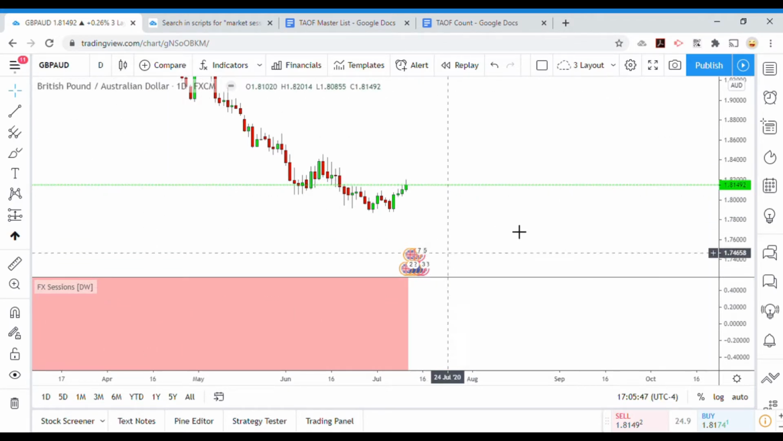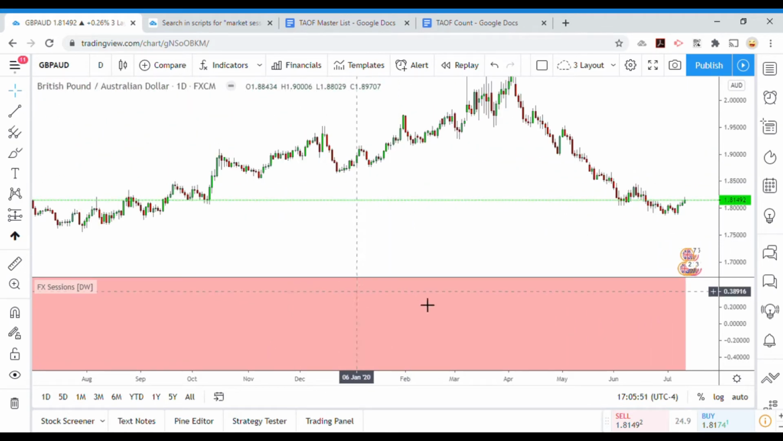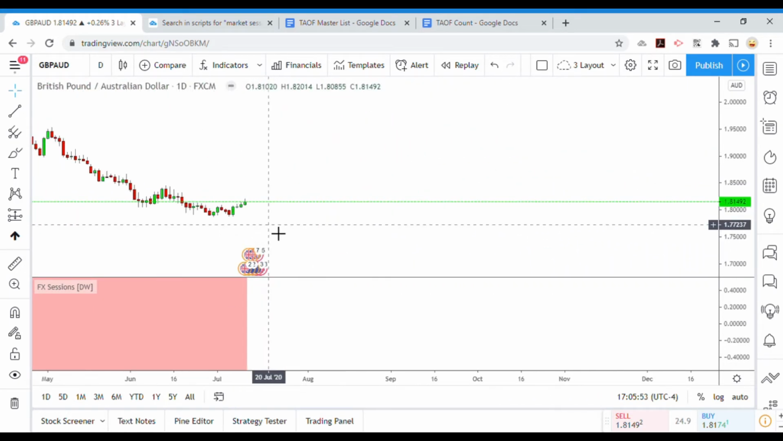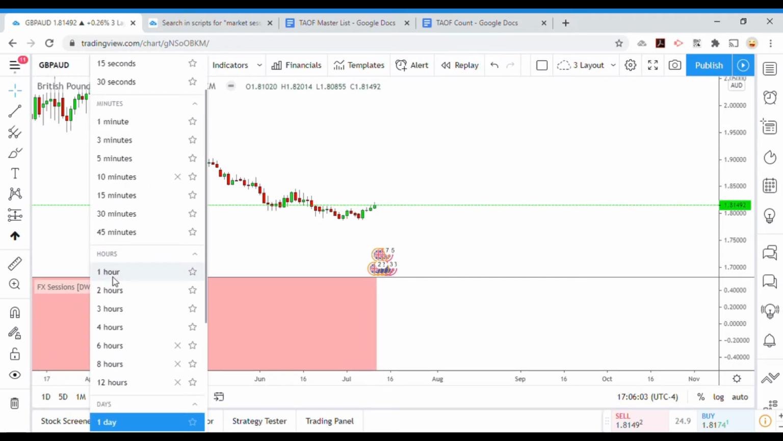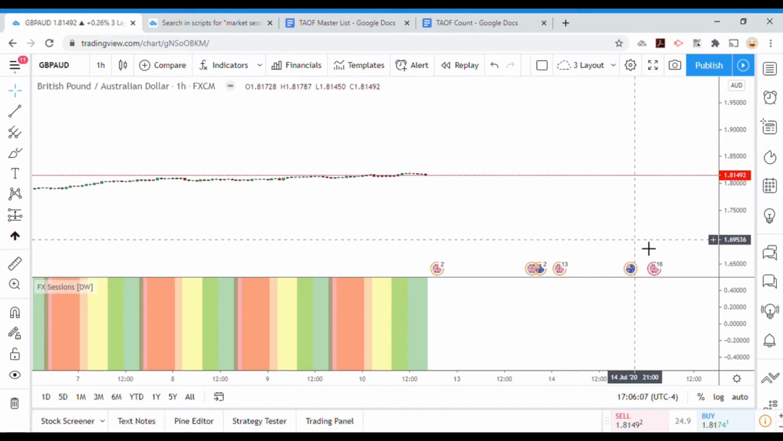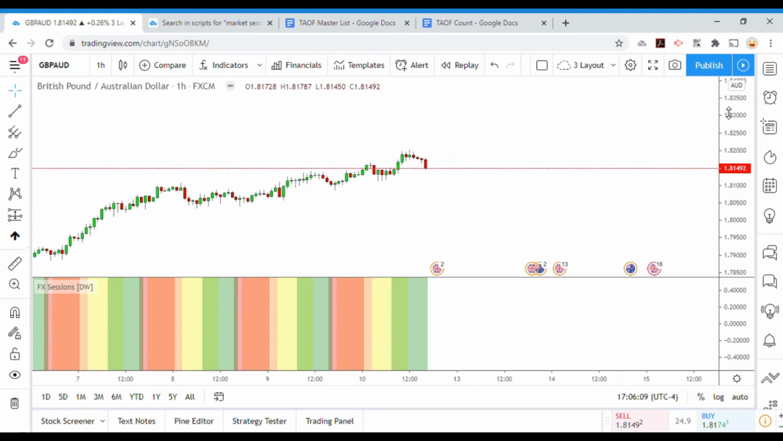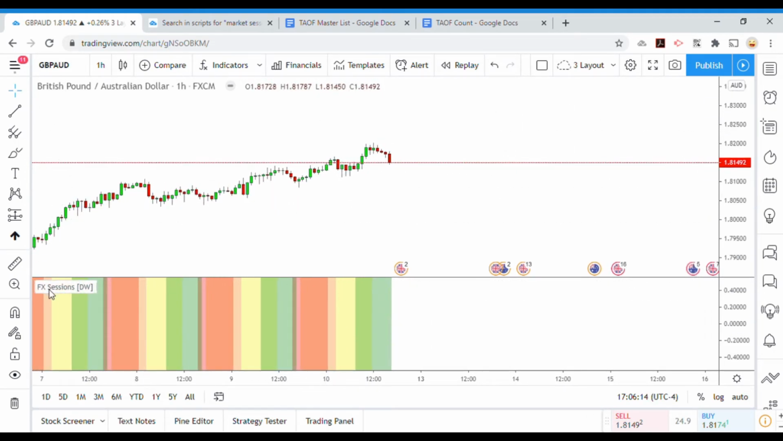And that's what this does. Now, as you can see on the daily time frame, it is completely pink, and that is because it is overlapping all the different sessions into one every single day and creating a pink color. Now, if we dive down into the hourly, you can see that we now have the different colors here. These different colors indicate the different market sessions.